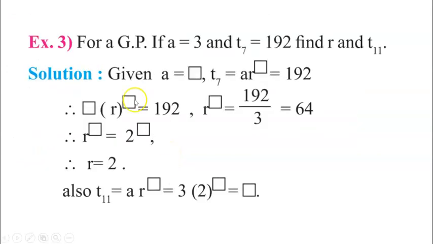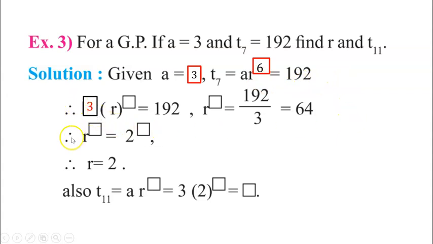Now next, example number 3. For a GP, if A is equal to 3 and T7 is equal to 192, find R and T11. Now see this here. The first term is 3. T7, now here the formula T7 is equal to A into R raised to 7 minus 1, means R raised to 6, and that is equal to 192.